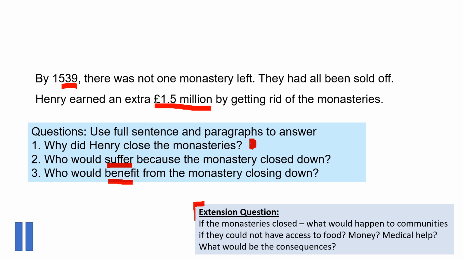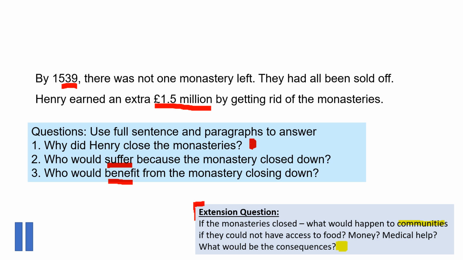So if the monasteries closed, what would happen to the communities? What would happen to those communities around them? If they didn't have access to food, money, medical help, because the monks also provided medicine and clean and safe places for them. So they were like care providers. So what do you think the consequences would be like? And you could summarise that maybe as a person from the community who's suffering, and write it from their point of view, or you could just write it and list it, just a few notes on that.